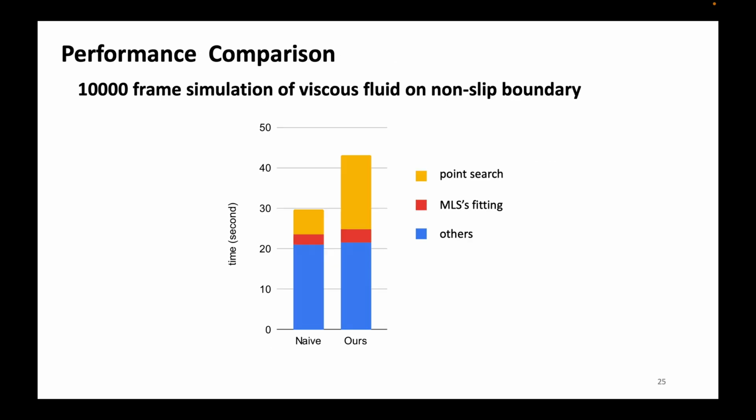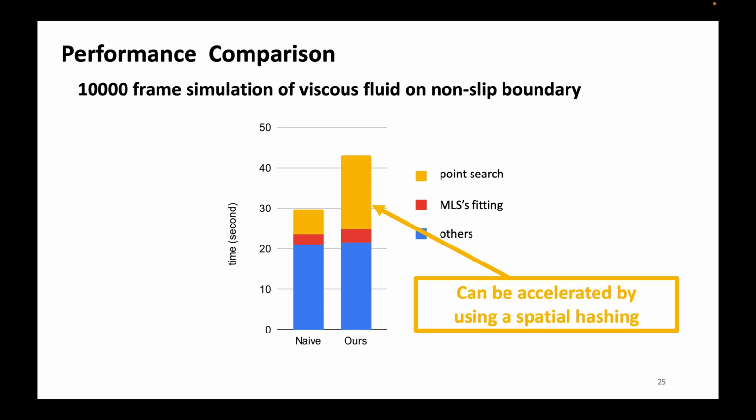As for the performance, our method takes more time for boundary point searching and MLS fitting. As a whole, our method is about 1.5 times slower than the naive implementation. This is because boundary grid points are distributed irregularly, and MLS fitting becomes complicated for such data points. However, in this comparison, point searching in our method is done by brute force searching. So we can make this process fast by introducing spatial hashing, like KD-tree. This is one of the future works of this research.